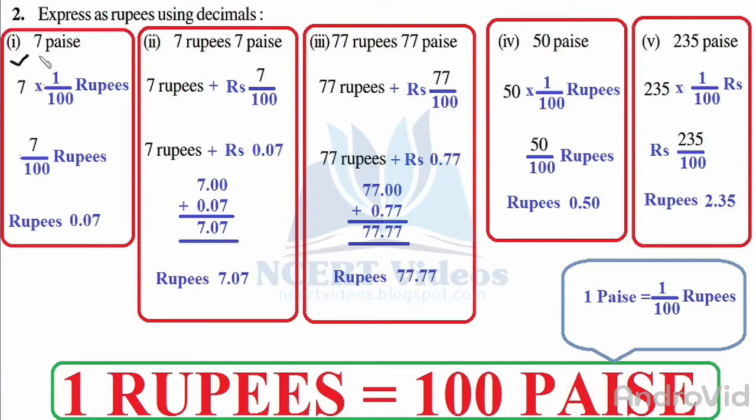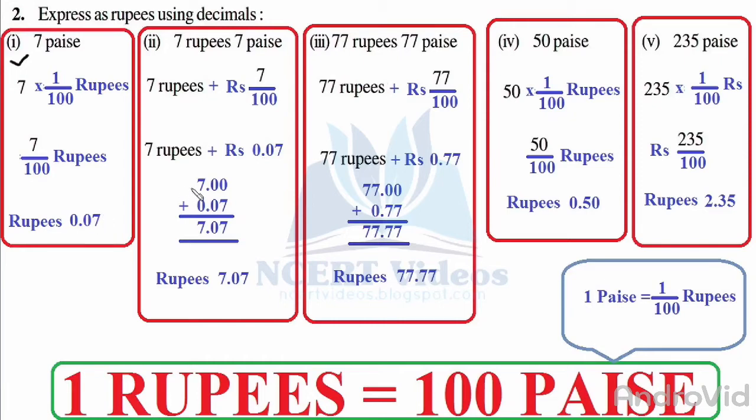Now here, 7 rupees 7 paise. We need not convert this. We will add whatever the 7 paise is in rupees. So the same thing, 7 paise in rupees is this thing. So we have done the same thing, 7 over 100. We have written it directly. So 7 rupees adding 0.07 rupee.